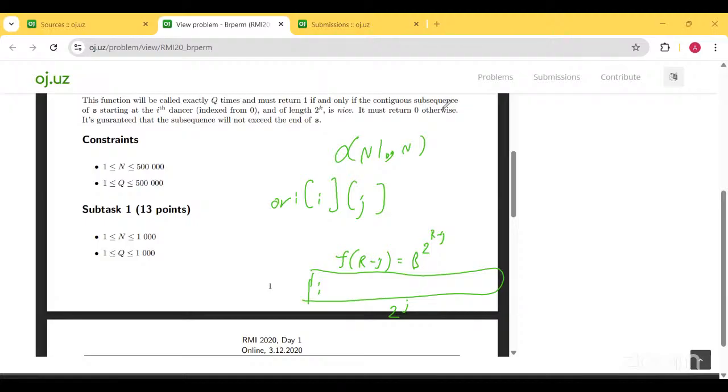Okay, yes. How to use it? My idea is to make a prefix sum for each f of k and then just use the prefix sum to compute ORI of ij. Okay, that's a good idea. Actually, my idea is using sliding window without prefix sum. But maybe both of them are correct.